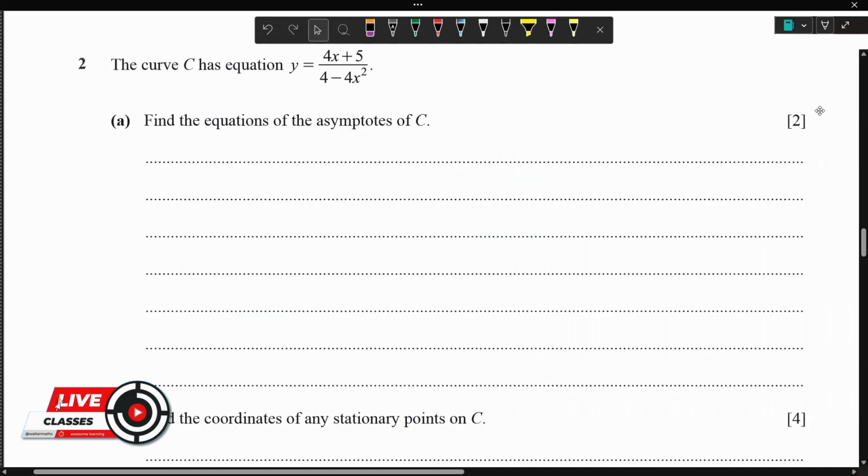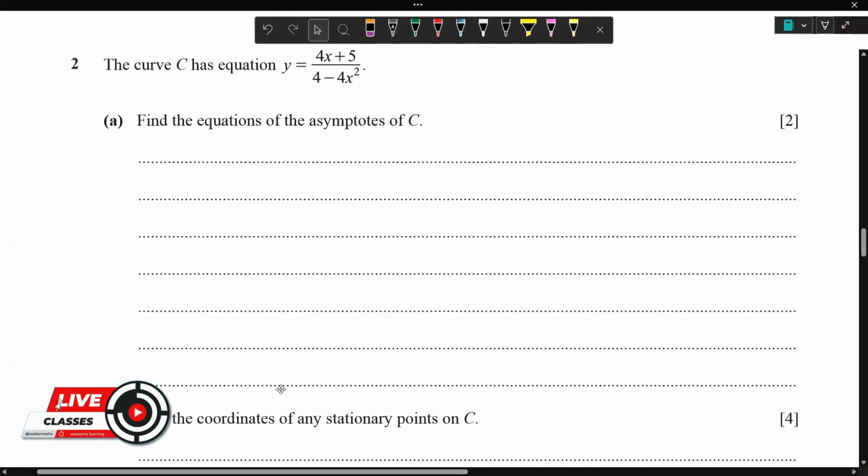All right, so we're looking at this question here, and it says the curve C has equation y is equal to (4x + 5) over (4 - 4x²). So on part A, find the equations of the asymptotes of C.